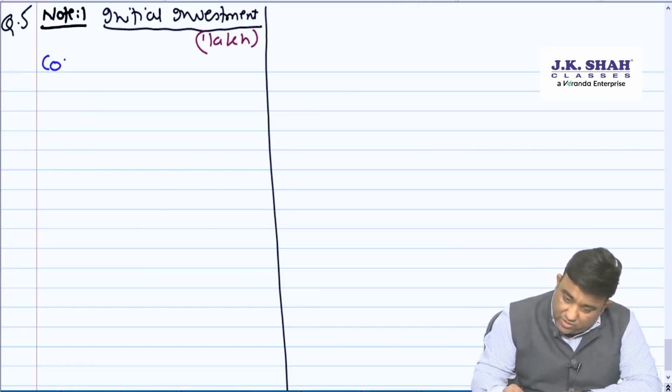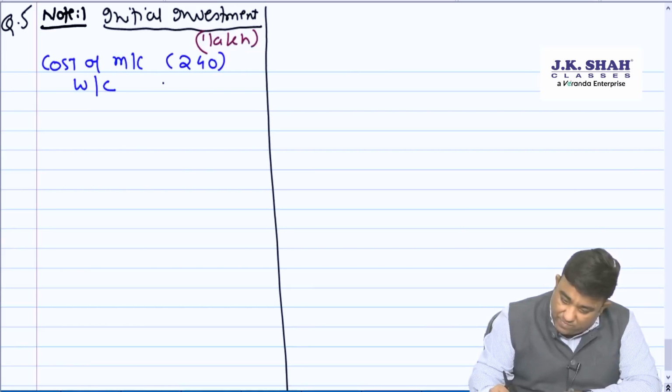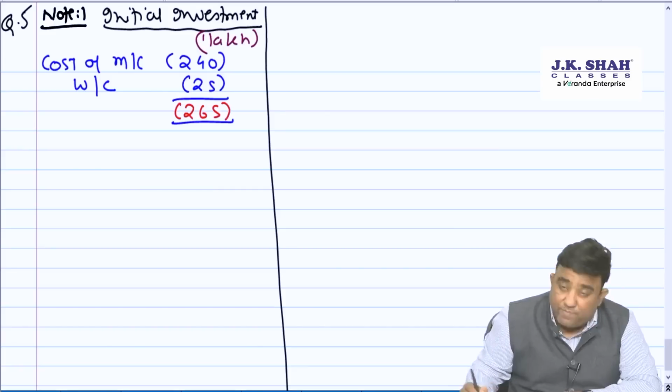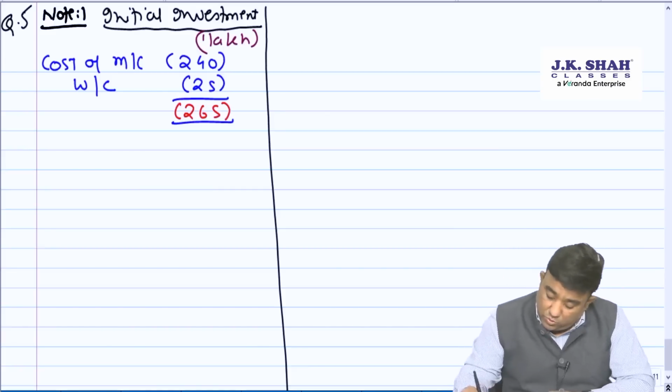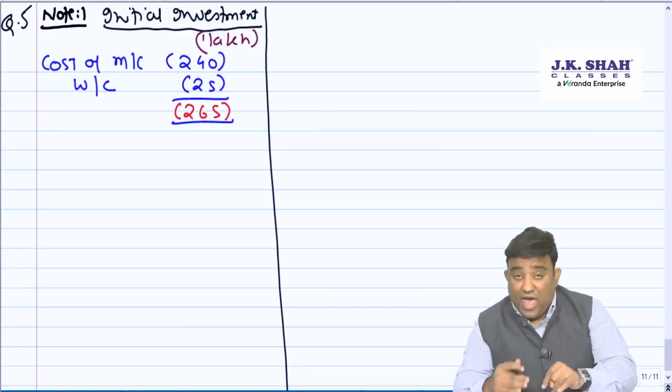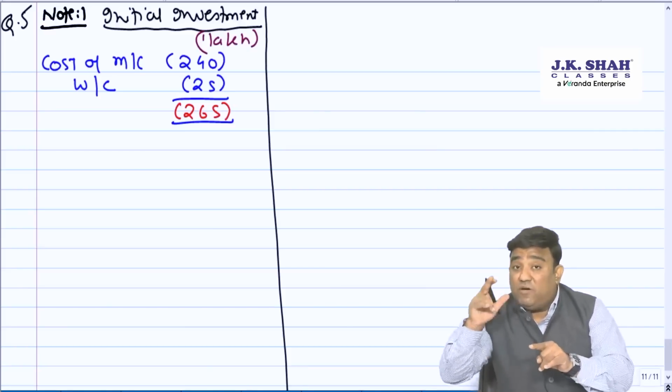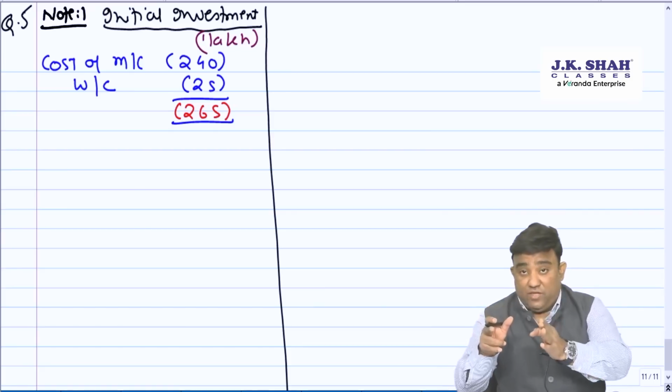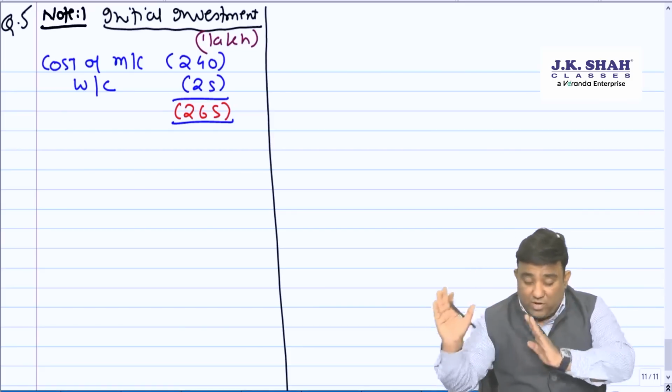So student, what is today's investment? Cost of machinery is 240 lakh. And you remember there is a working capital which is 25. So my initial investment today is going to be 265 lakh. Clear? Student, additional equipment will not be considered here as it is to be purchased at the beginning of third year, which is end of second year. That will be taken care of later on.